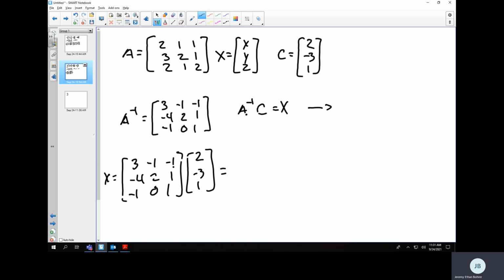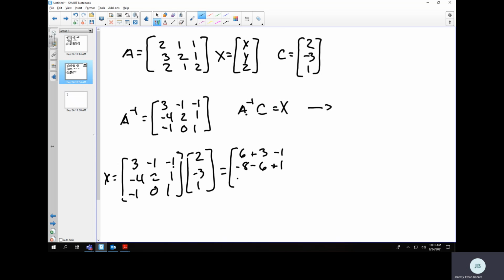Here again, we've named our solution matrix C instead of B, but here we have AX equals C. And we have the same A inverse, so A inverse C equals X. X is 3 times 2 is 6, minus 1 times 3 is plus 3, minus 1 times 1 is -1. -4 times 2 is -8, plus 2 times -3 is -6, plus 1 times 1 is 1.